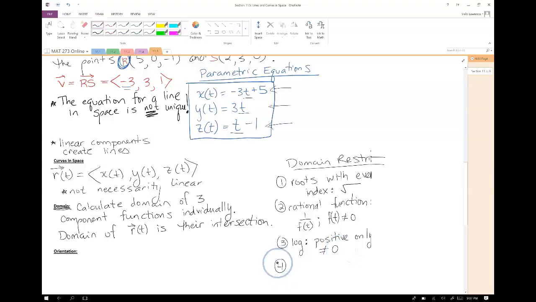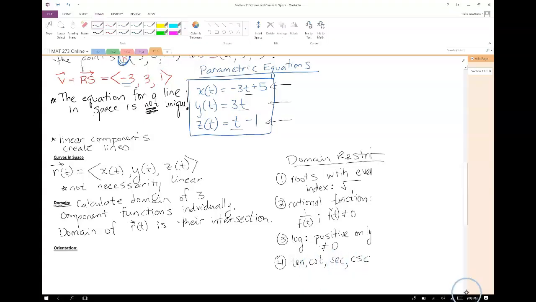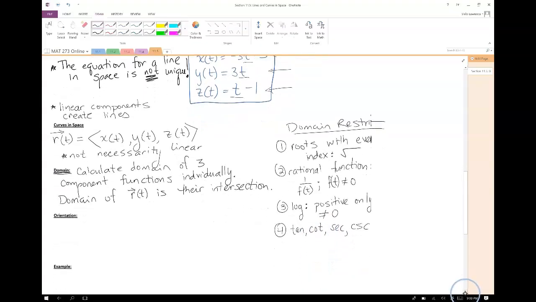There are also some trig functions that have asymptotes, such as tangent, cotangent, secant, and cosecant. All four of those trig functions have asymptotes at different places. The sine and cosine functions don't have any problems. They're just one continuous wave that goes on forever. But for those four trig functions, we do have to adjust our domain.